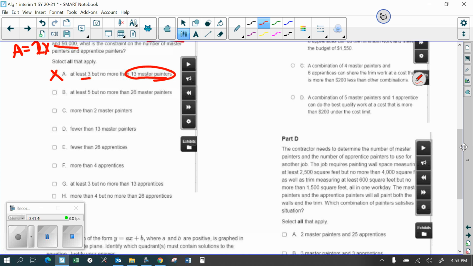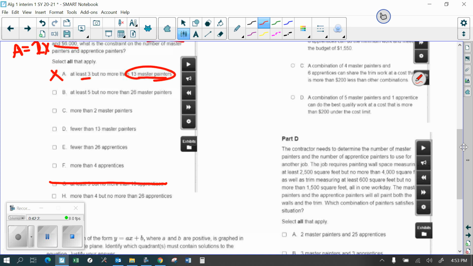At least 3, but no more than 13 apprentices. No. So if I do 3 apprentices, that means 1.5 masters. You can't have 1.5 masters. That would not make sense, because it has to be exactly half of it.